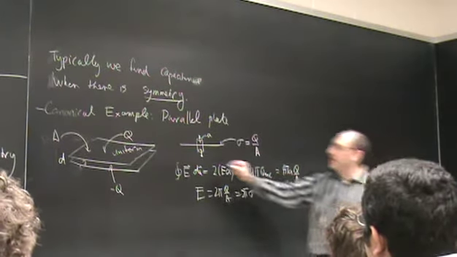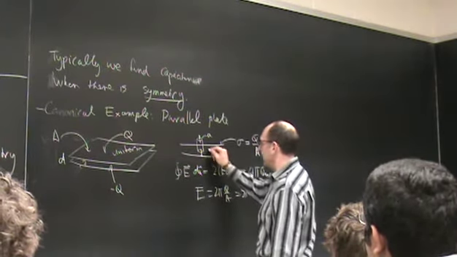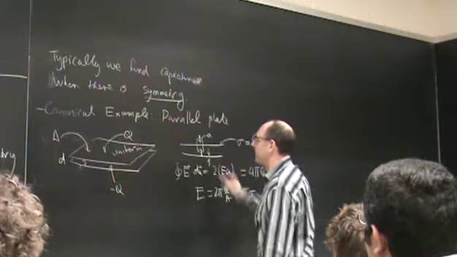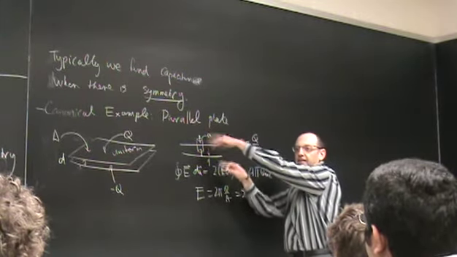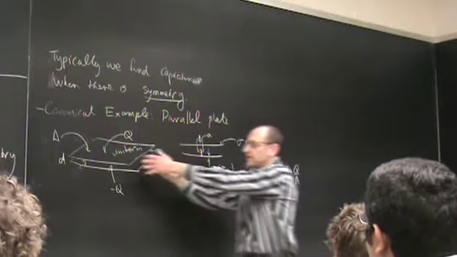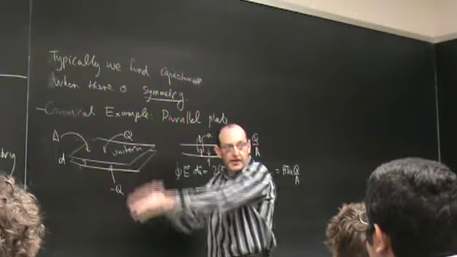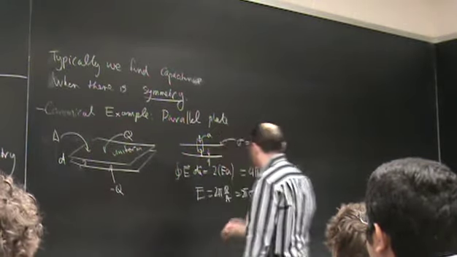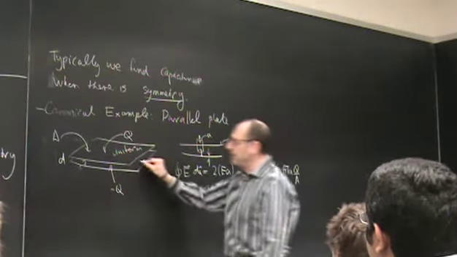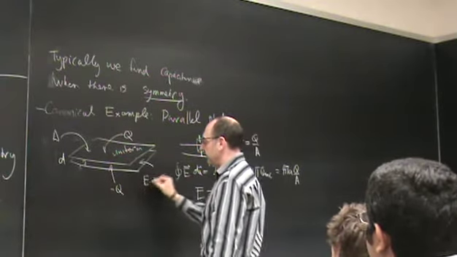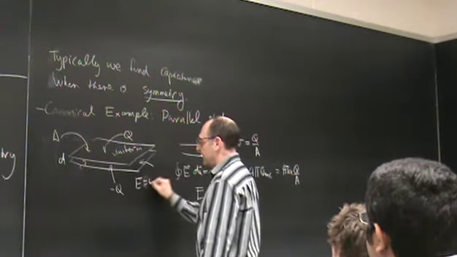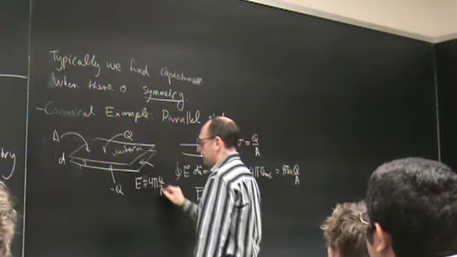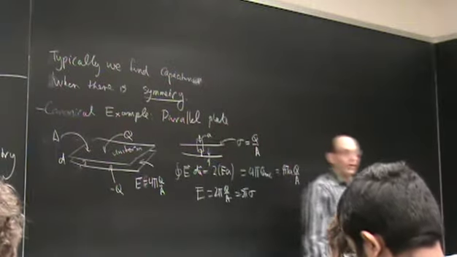And if I have the equal and opposite plate over here, then the fields add in between, and the outside goes to 0, so fringe fields are negligible, right? So inside a parallel plate capacitor, the electric field is 2 times this, or 4 pi Q over A. Uniform.